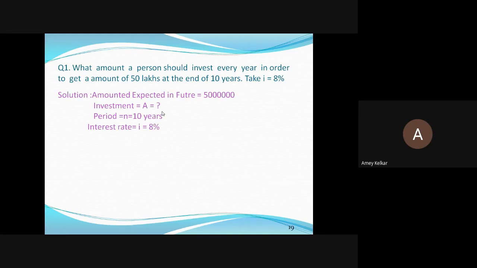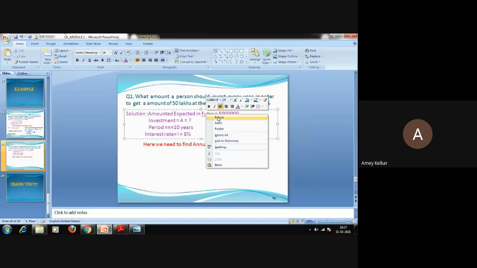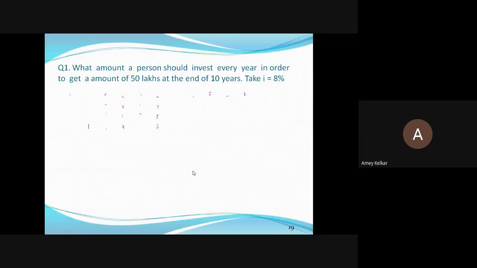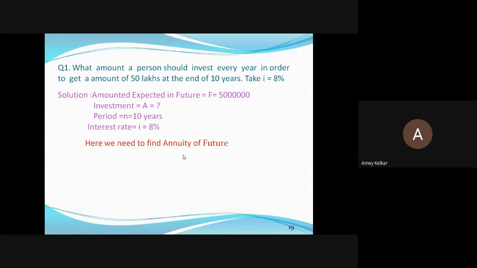Amount expected in future, that is F. F is given. Amount expected in future is 50 lakhs. Investment annuity is question mark. Period is 10 years. So here we need to find annuity of future.